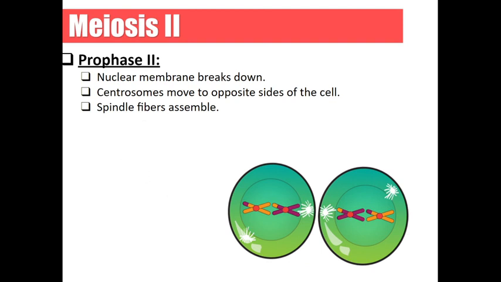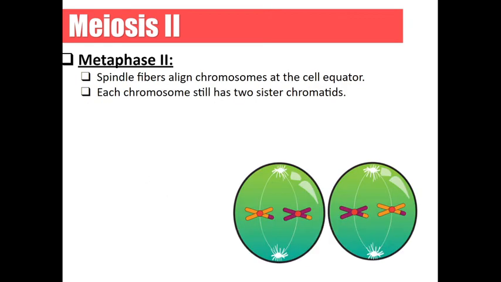Now, we have meiosis 2, which is going to start with prophase 2. So, the nuclear membrane is going to break down, and the centrosomes are going to move to opposite sides of the cell. And that is when spindle fibers are going to assemble. So, notice that with meiosis 1 and meiosis 2, our steps are going to sound pretty similar.